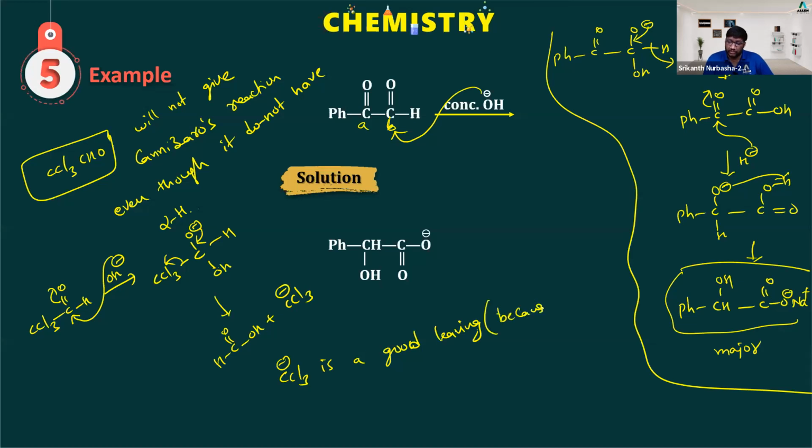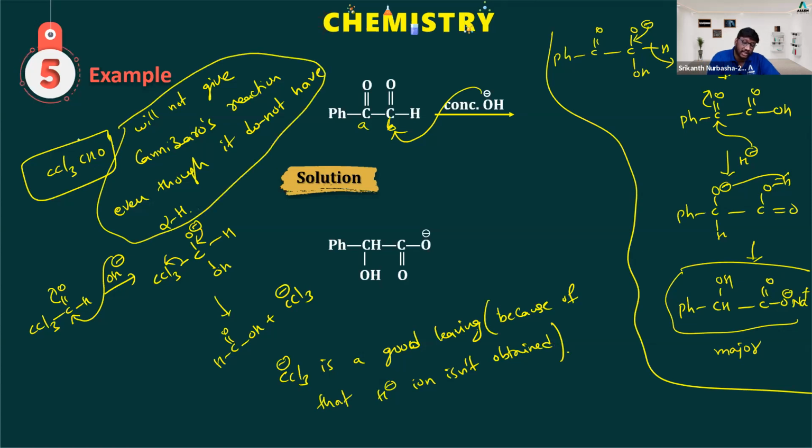the hydride H minus ion is not obtained. So the Cannizzaro reaction does not occur. Even though in CCl3CHO we do not have alpha hydrogen, it will not undergo the Cannizzaro reaction, because CCl3 minus is a very good leaving group when compared to H minus. With respect to formic acid, you will get formic acid and a CCl3 minus.